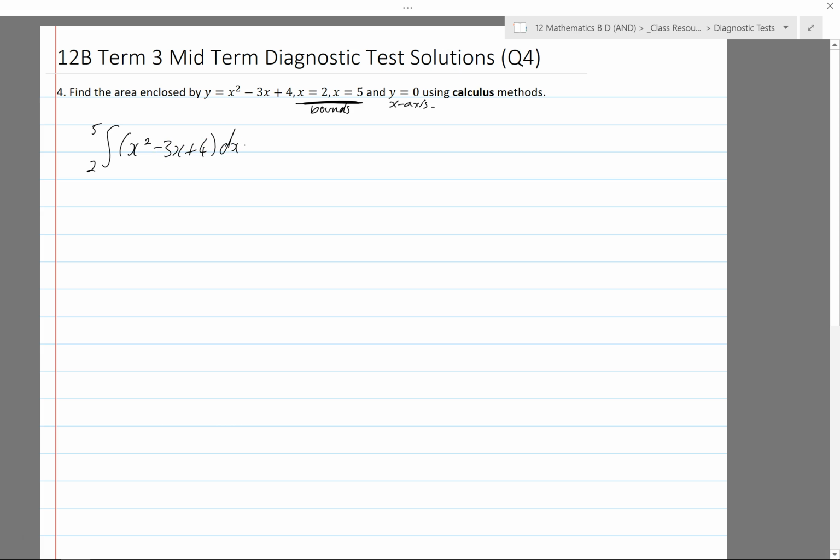So just like in the previous example, I'll need to find whether there's any x-axis intercepts in that domain. They occur when y equals 0. So I'll see if I can find any solutions to this equation. And I'm interested in, are there any solutions to this equation between 2 and 5? Because that's the domain that I'm integrating between.